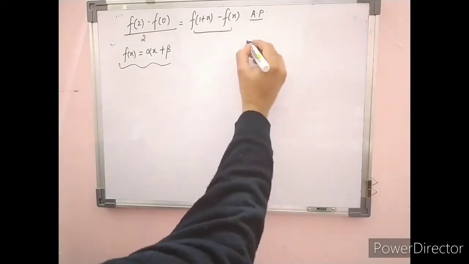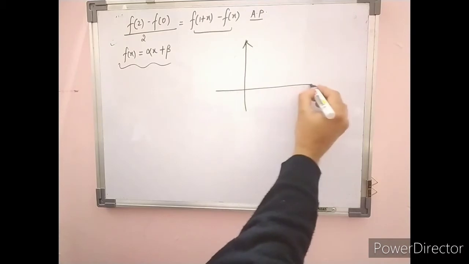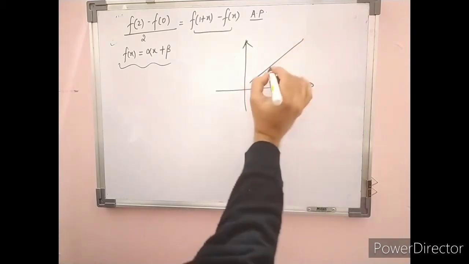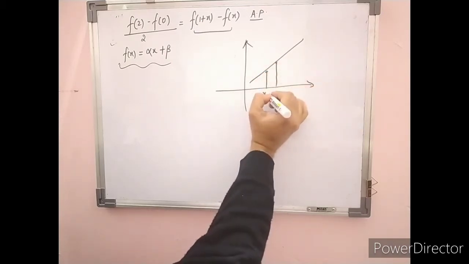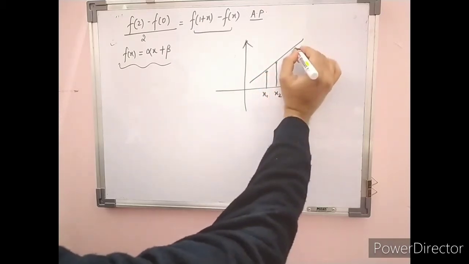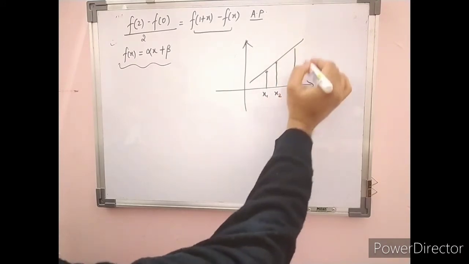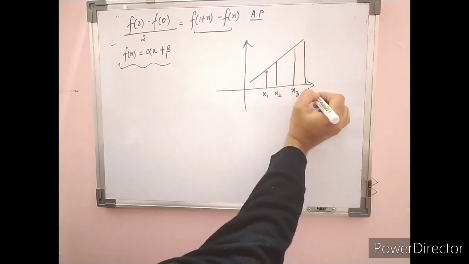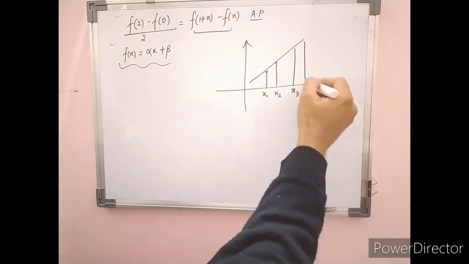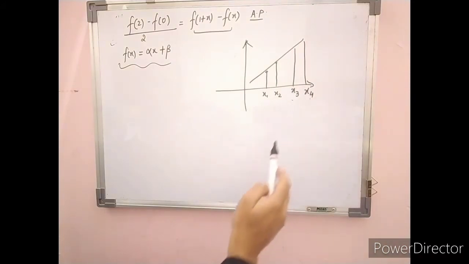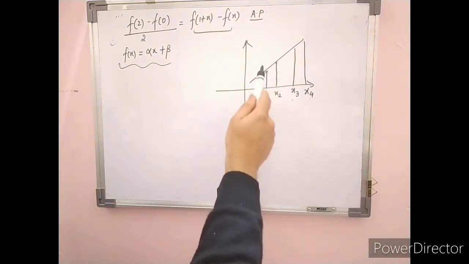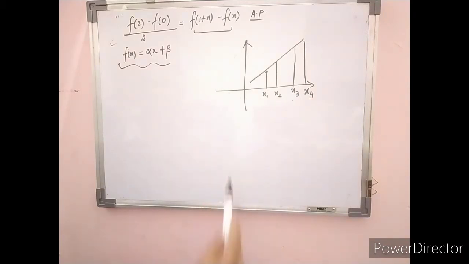Because according to the graph also you can make this inference. If a function is linear, you can take any two values, say this is x1, x2, and somewhere here x3 and x4. If you take the difference, that means (f(x4) - f(x3))/(x4 - x3), similarly (f(x2) - f(x1))/(x2 - x1), and if it remains constant, that means the function is linear.